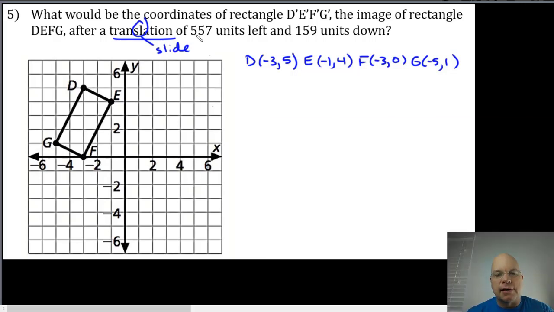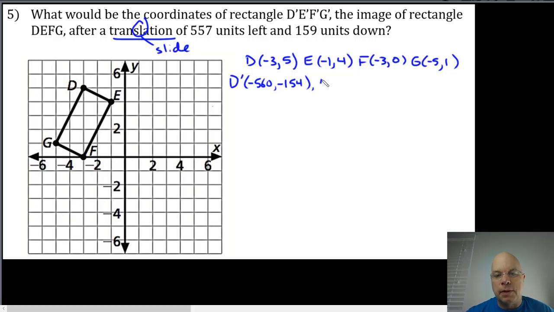If we're translating or sliding 557 units left, then my x-coordinate is being affected. My x-coordinate is decreasing by 557 because I'm going in the negative x direction. So you have to think about if I subtract 557 from my x-coordinate, what would I get? For D prime, I would get negative 560. Negative 3 minus 557 is negative 560. If I'm sliding 159 units down, then my y-coordinate is decreasing by 159, so I should subtract 159 from my y-coordinates. So 5 minus 159 is negative 154.